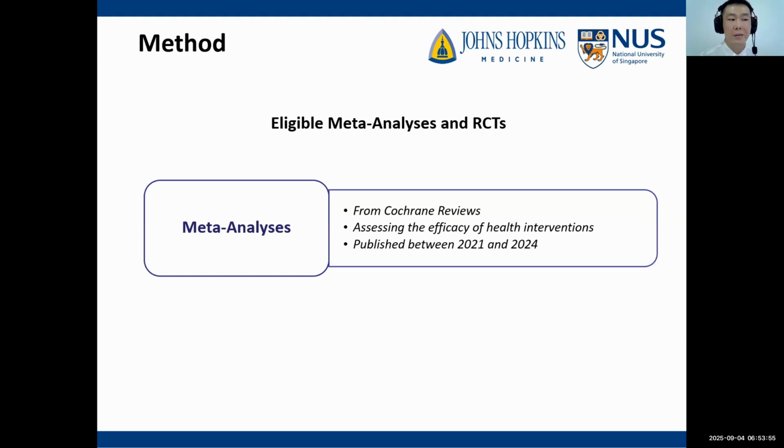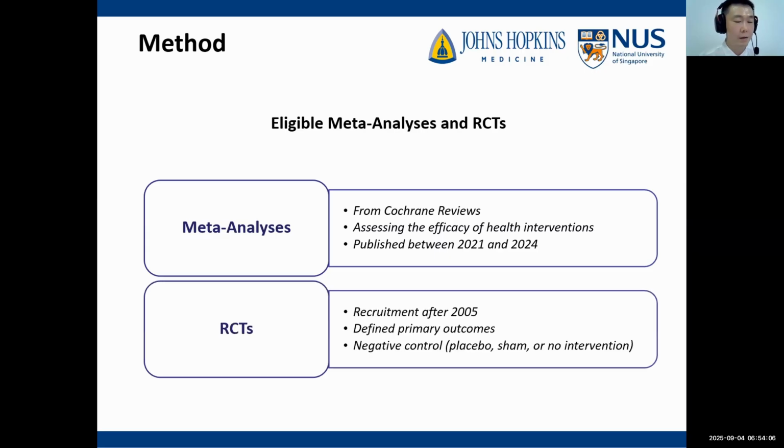We included meta-analysis from Cochrane reviews that assessed the efficacy of health interventions and were published between 2021 and 2024. We only considered RCTs that recruited patients after 2005, when RCTs were required to be registered. In addition, eligible RCTs should define primary outcomes and use a negative control, such as placebo, sham, or no intervention.